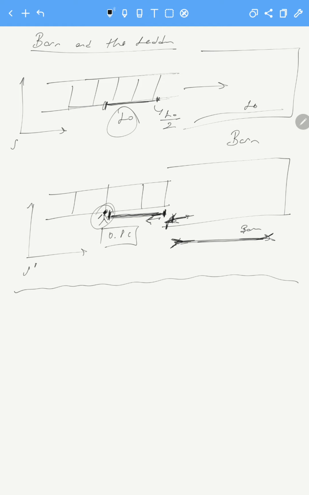I am going to continue with electricity and magnetism and some relativistic momentum and such in the next video.